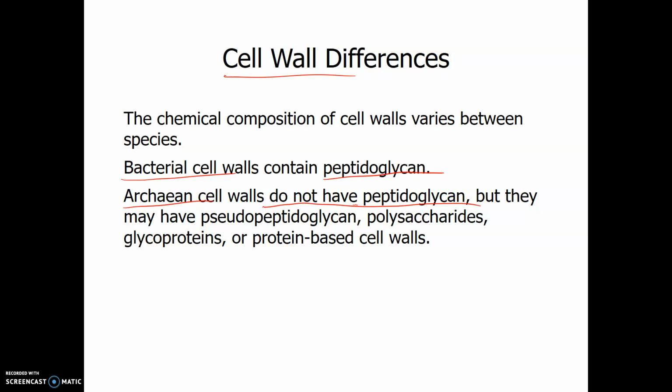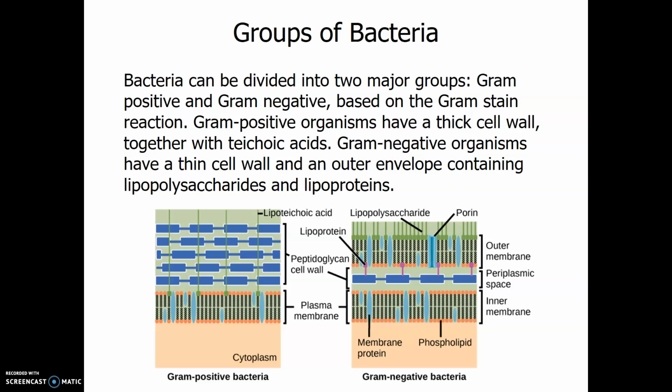fungi contain chitin. I'm sorry, what did fungi? Fungi contain, it's chitin, which is a polysaccharide also. And glycoproteins can be found in their cell walls, and they can have protein-based cell walls, but they do not have true peptidoglycan in their cell walls.